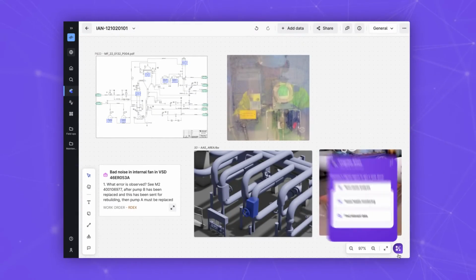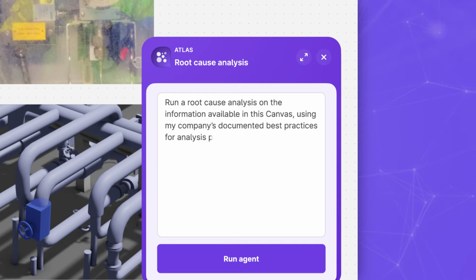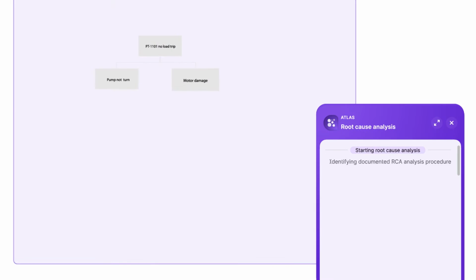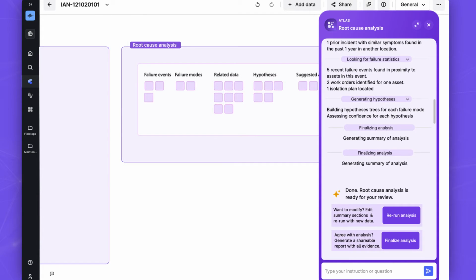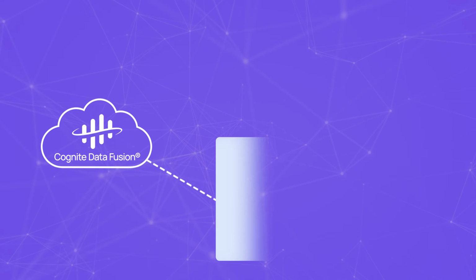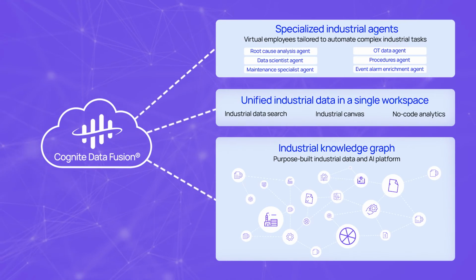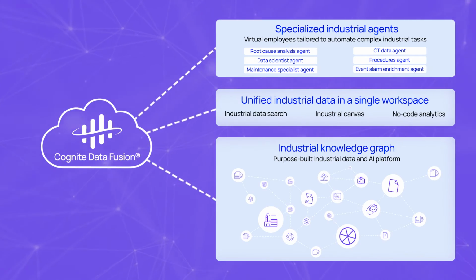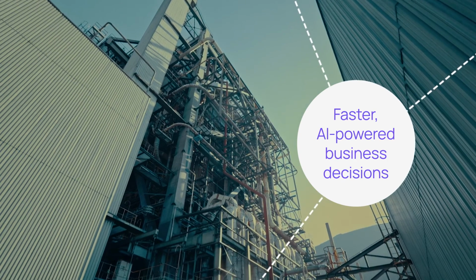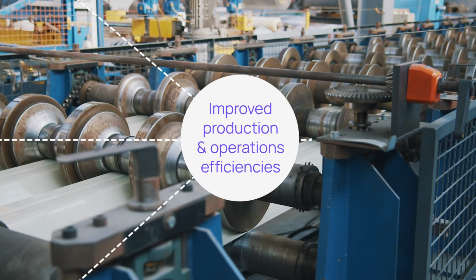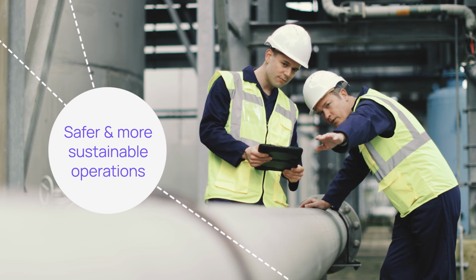Lastly, a knowledge graph is the only way to deliver safe, secure, and trustworthy generative AI solutions for industry. Cognite Data Fusion allows you to use Gen AI to carry out more complex operations with greater accuracy. Cognite Data Fusion is a future-proof platform for industrial operations, offering everything you need for better data exploration, faster AI-powered business decisions, improved production and operations efficiencies, and safer and more sustainable operations.